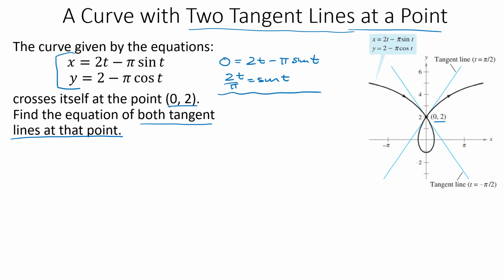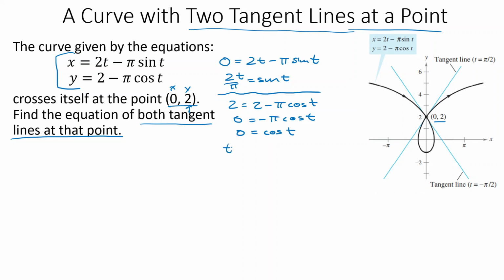Not easy to solve. All right, if we do the same thing with cosine, okay, it's y, so it's got to be equal to 2. Remember x and y. So we'd say 2 equals 2 minus pi cosine of t, subtract the 2, divide by negative pi. This is a much easier equation to solve, right?